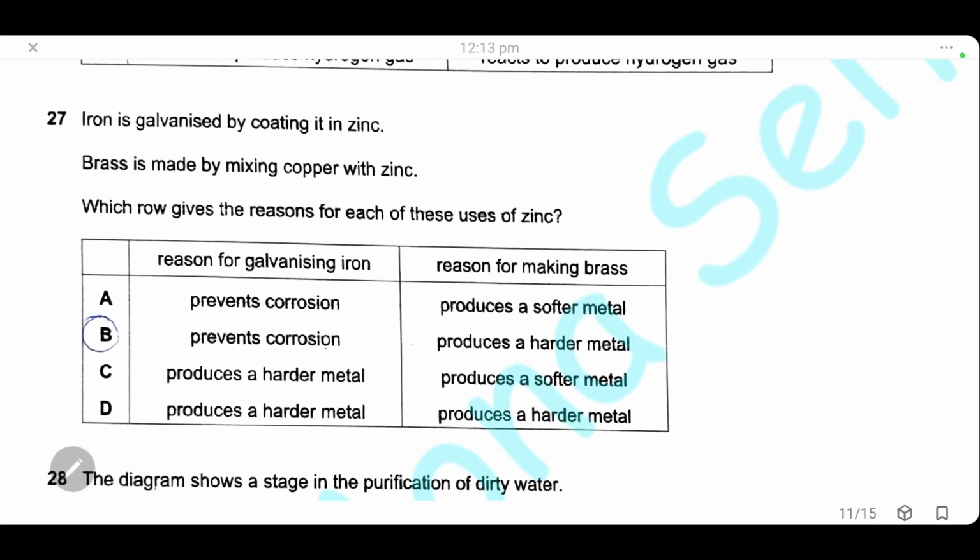Question 27. Iron is galvanized by being coated with zinc, and brass is made by mixing copper with zinc, so it's an alloy. Brass is an alloy of copper. Which row gives the reason for these uses of zinc? When zinc galvanizes iron, this is to protect iron from rusting. So the reason for galvanizing iron is to prevent iron corrosion or rusting. And the reason for making brass, making an alloy of copper, is to produce a harder metal, because the alloy is harder than the original metal. So the answer will be B.